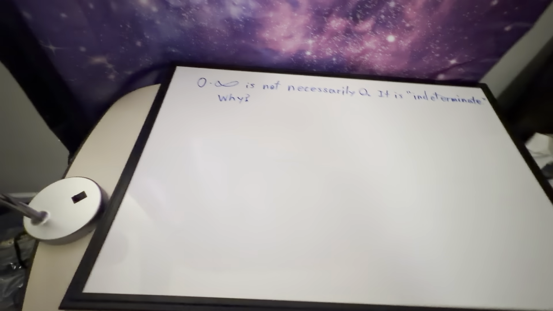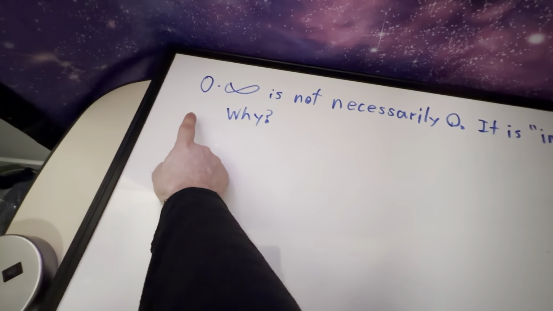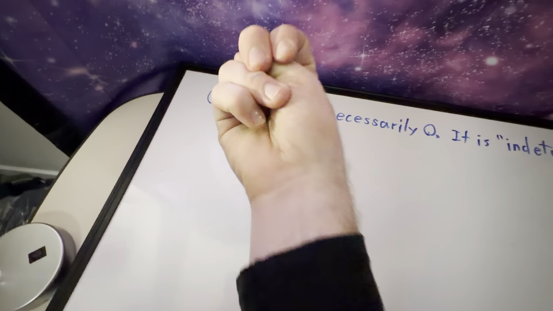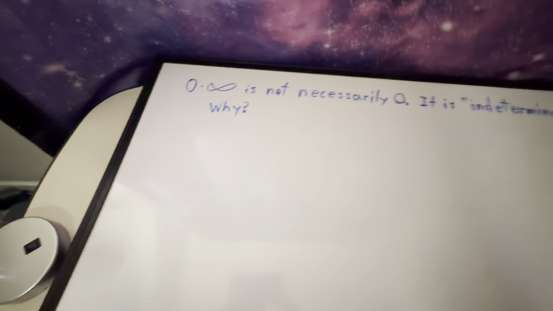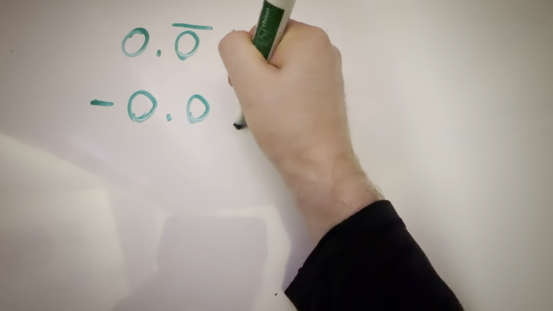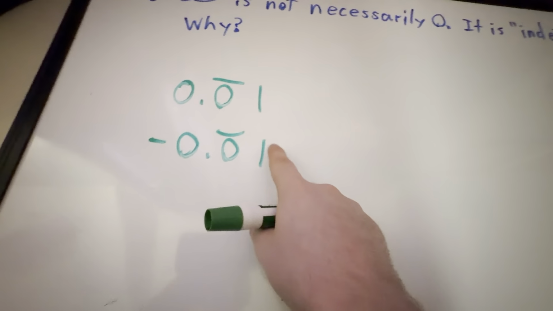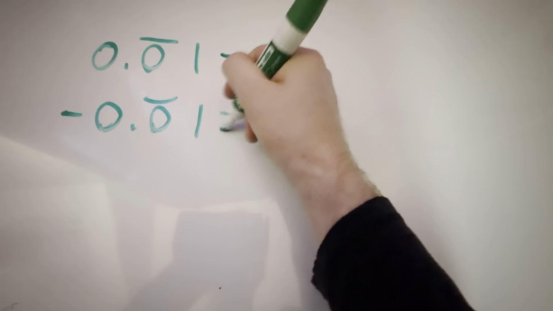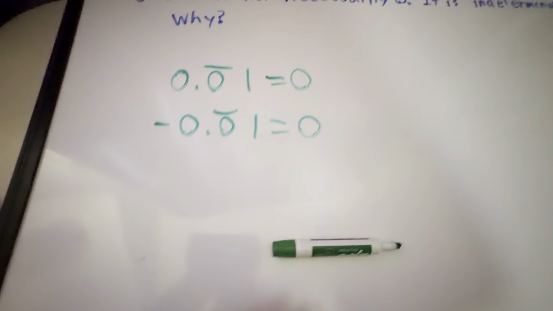Not just positives, but it could also be negatives. Because 0 is neither positive nor negative, you can have 0.0 repeating 1, where these zeros go on forever, or we can have negative 0.0 repeating 1, where the 0 repeats. These are both equal to 0. All right, let's do the next one.